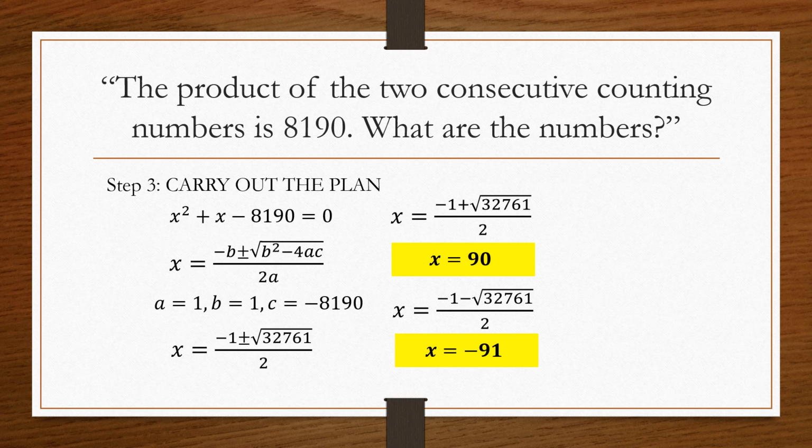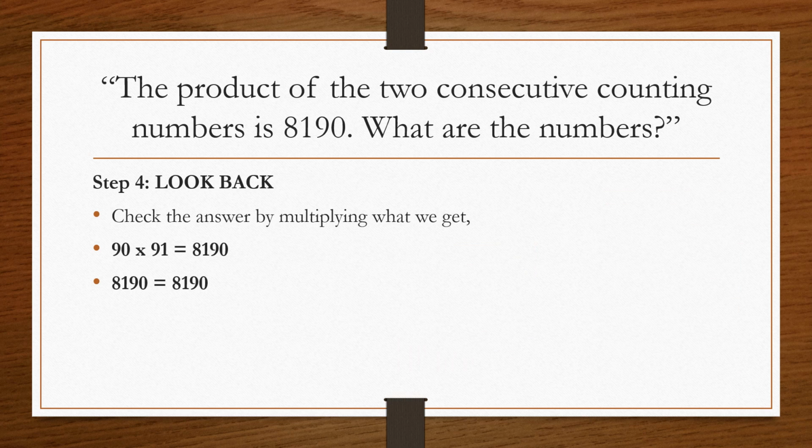negative 91. So, counting numbers. Sinabi kanina dun sa step 1 na ang counting numbers ay nagsisimula sa 1. So, wala tayong negative. Then, we will use our first root na 90. 90 plus 1 will get 91. So, ayun. To look back, check our answer. If we multiply what we get, we'll have 8,190.